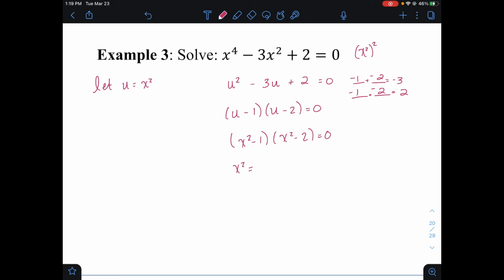Set each of them equal to 0. And then go ahead and solve. So x squared equals 1, x equals, don't forget, plus or minus 1. Over here, x squared equals 2, and x equals plus or minus the square root of 2. So again, we get 4 different answers.